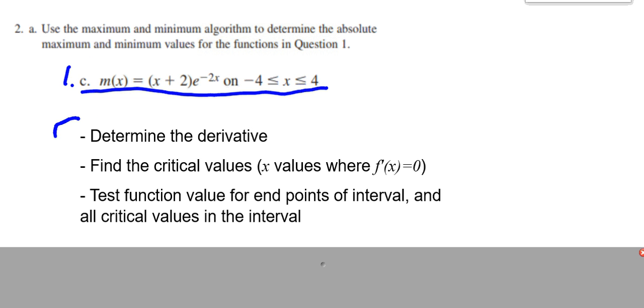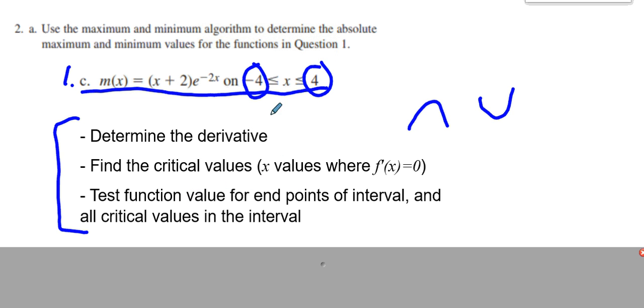So the algebraic algorithm for finding max and min: we need to find the derivative of the function. Use the derivative to find the critical values. That's of course making the derivative equal to 0 and finding the x values that satisfy, because that would represent turning points on the function. Then, once we find the critical values, we need to test the original function value for the endpoints of the interval and also any critical values we found that are within the interval. So obviously step 1 is we're going to take the derivative, so let's go ahead and do that.